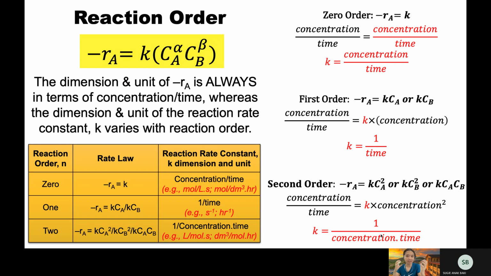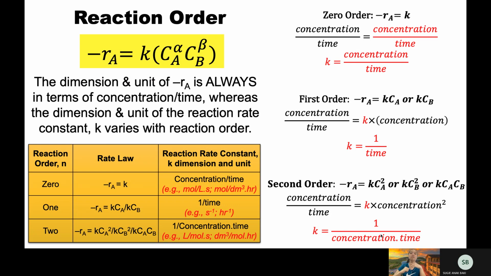So if you have A and B reactant, and you look at the literature, the dimension for the unit of K is second order. There are three possibilities. First possibility, minus RA equals KCA power of 2, meaning second order with respect to A, zero order with respect to B. Still second order. Second possibility, minus RA equals KCB power of 2, meaning second order with respect to B, zero order with respect to A. Still second order. Or third possibility, minus RA equals KCACB.